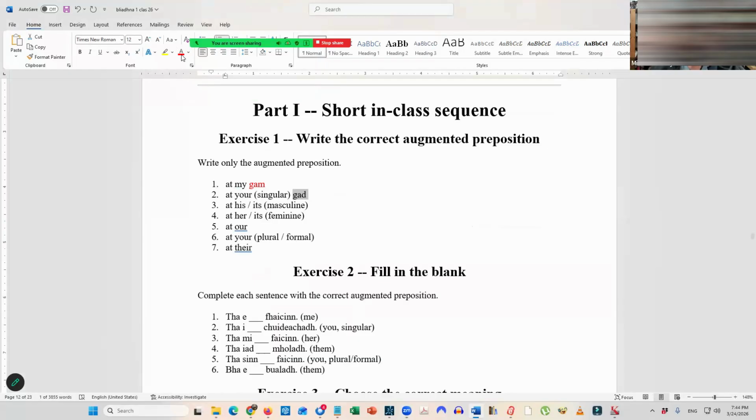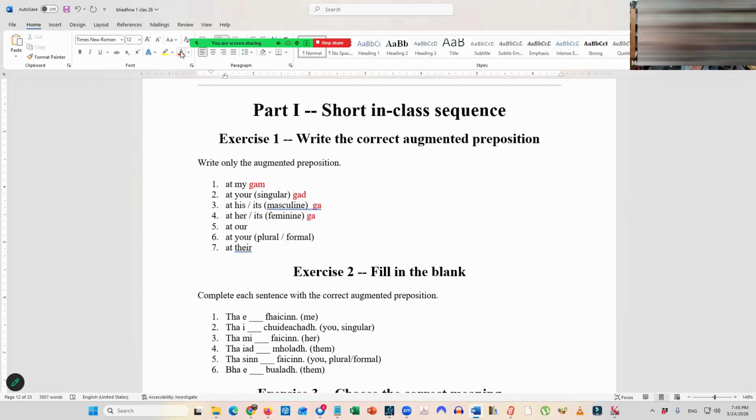Now remember, they're somewhat related to the possessive pronoun itself. So you see the M for "mo" and the "got" for "do." So "at its," masculine, would be what? "Ga." Yeah. "At her," feminine, would be what? "Ga." Yeah, very good.